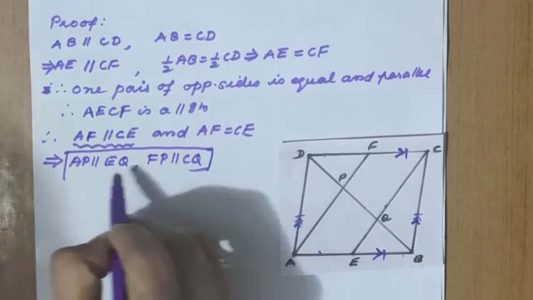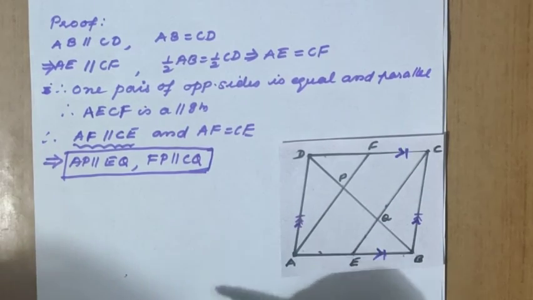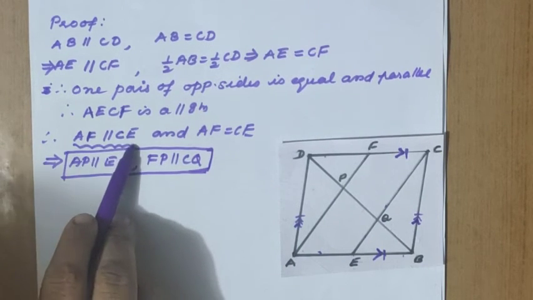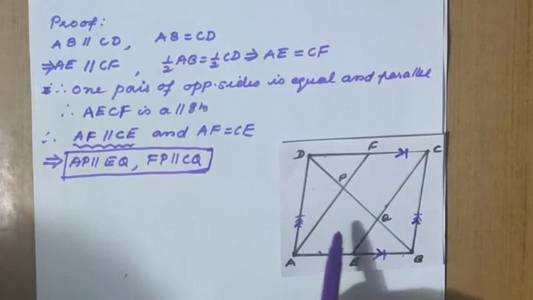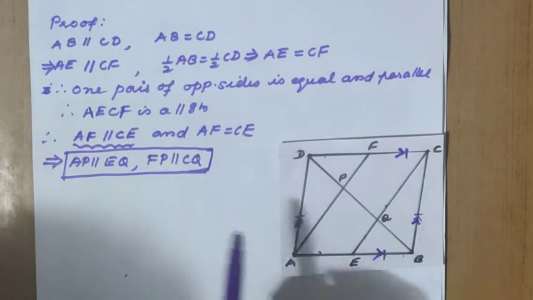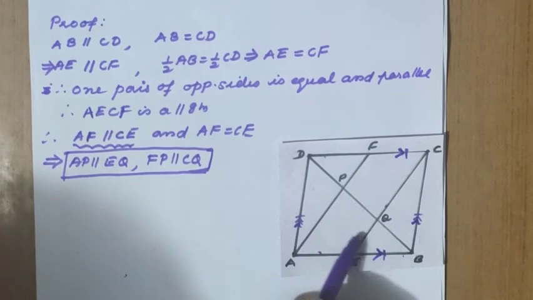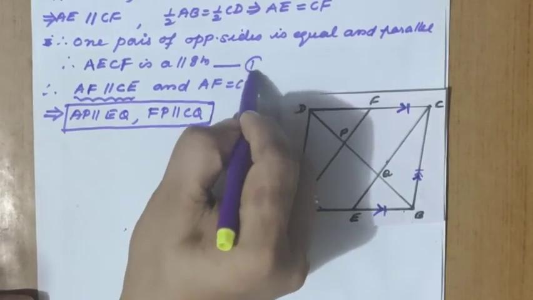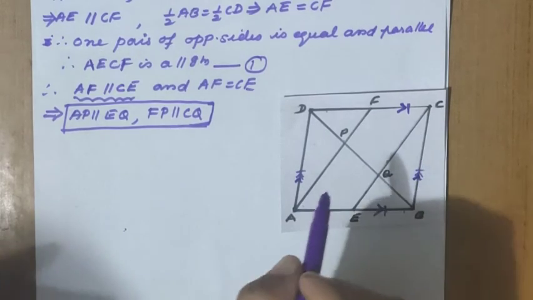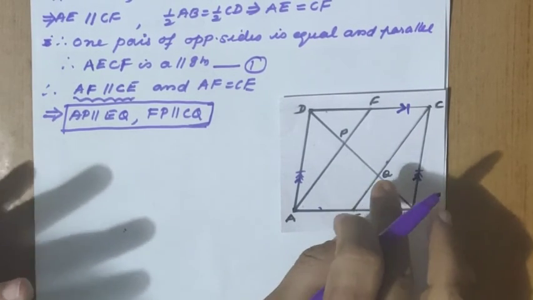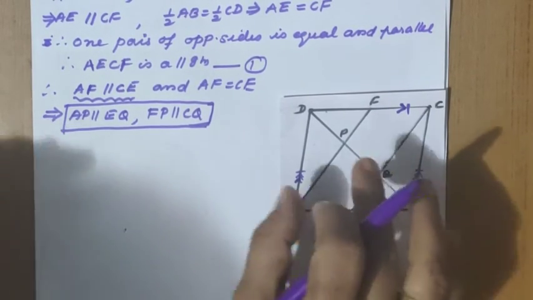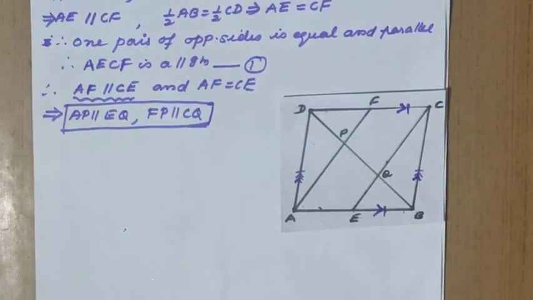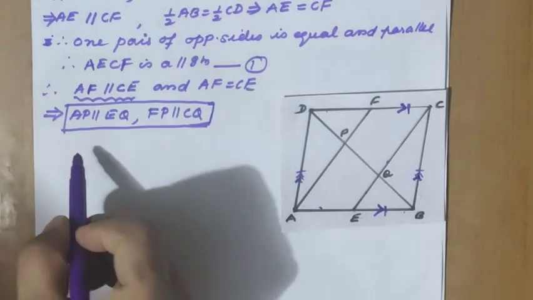This step is not required for you while writing the proof, but I am explaining it here. If AF is parallel to CE, then parts of the line segments are also parallel. So AP is parallel to EQ and FP is parallel to CQ. This is the first part. What is the first part? AECF is a parallelogram. If this first step is not written, then the second and third steps are not valid. Clear? So I will continue now.